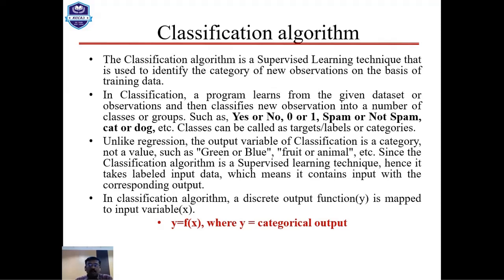Unlike regression, the output variable of classification is a category, not a value, such as green or blue, fruit or animal, etc. Since the classification algorithm is a supervised learning technique, it takes labeled input data, which means it contains the input with the corresponding output. In classification algorithm, a discrete output function y is mapped to input variable x, that is y = f(x), where y is the categorical output.